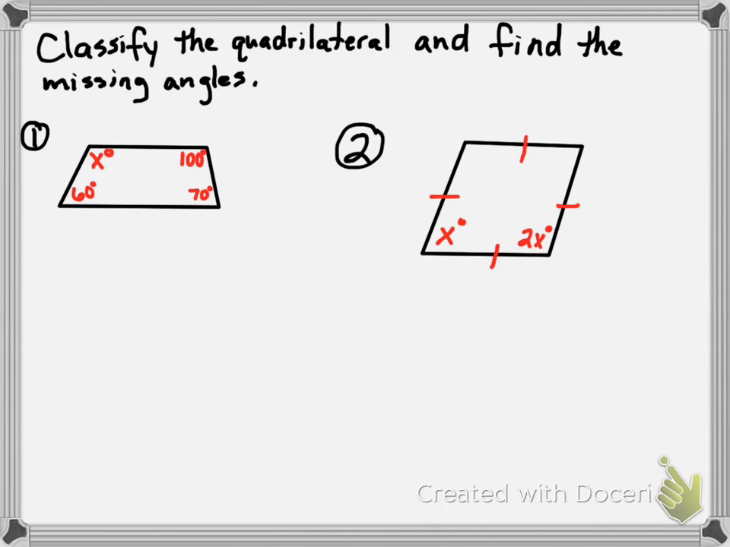Just a little hint before you start number 2, you may want to think about the relationship between the angles across from each other. What does this angle tell you about that angle, and what does this angle tell you about that angle? Alright, so go ahead and try to classify and find the missing angles, and then we'll look at them together.